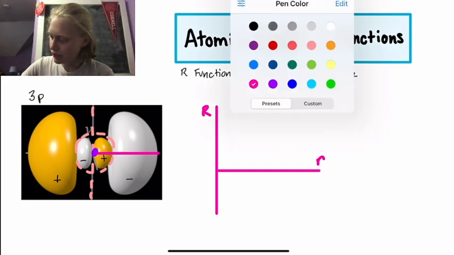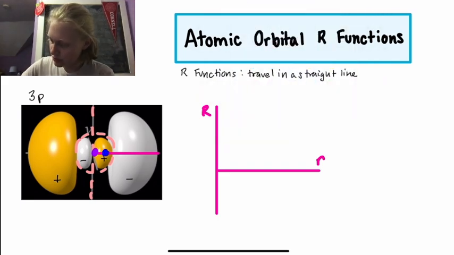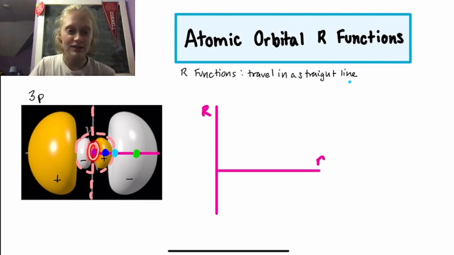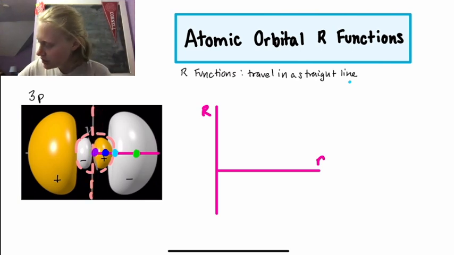So we have purple, dark blue, light blue, and green. Okay, so starting with purple, we can see that the purple point has a radius of 0 because it's at the nucleus. And it also has a capital R value of 0 because we are at a node, which means the electron is not located there. So I'm going to add that to our function.